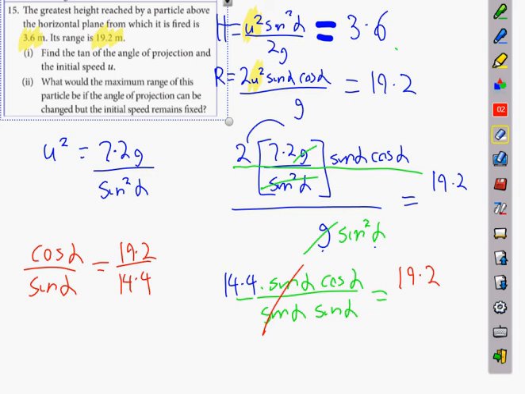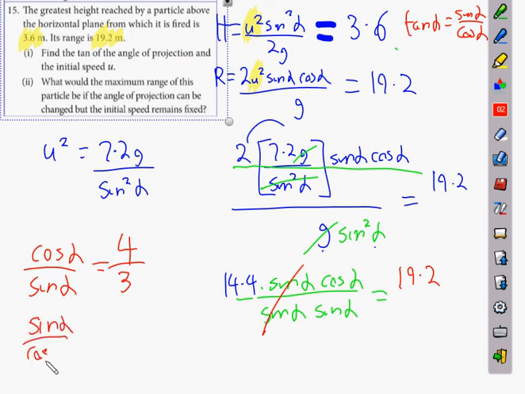4 over 3. Now, this 4 over 3, lads, there's a formula for tan alpha. Tan alpha equals sine alpha over cos alpha. Any suggestion what I can do to correct that situation? Just flip it upside down. So I'm going to now say sine alpha divided by cos alpha equals 3 over 4. Tan alpha equals 3 over 4.